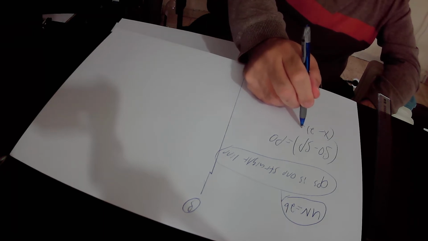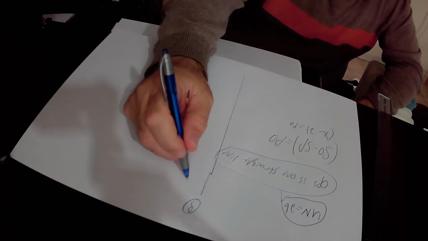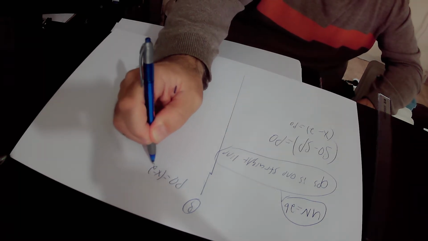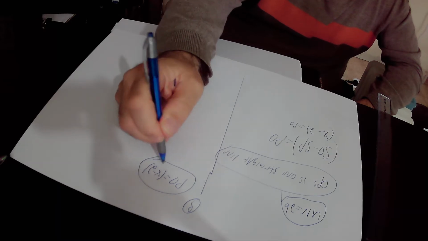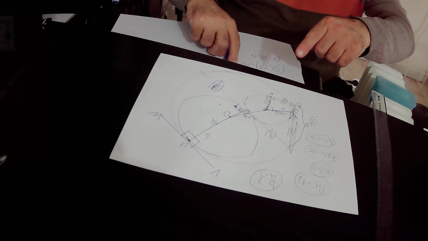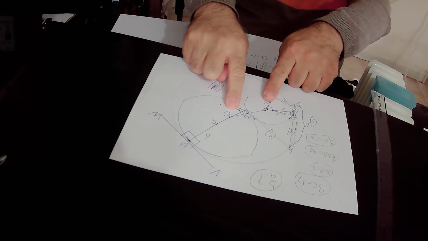So in conclusion, we found out that PO equals x minus 2 units. Okay, PO is equal to x minus 2 units in its length.